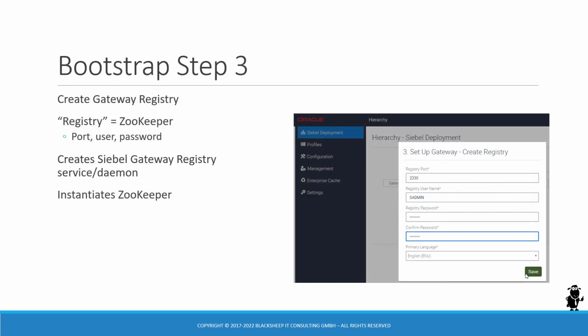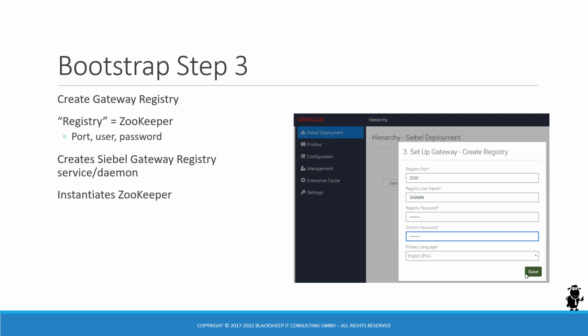The third Bootstrap step actually changes that, as it creates the registry. The registry is another name that we use in Siebel for zookeeper. So it is the registry that contains the entire enterprise configuration, including the profiles you create in SMC and including the information formerly written to the eapps.cfg file on the Siebel Web Server extension, for example.